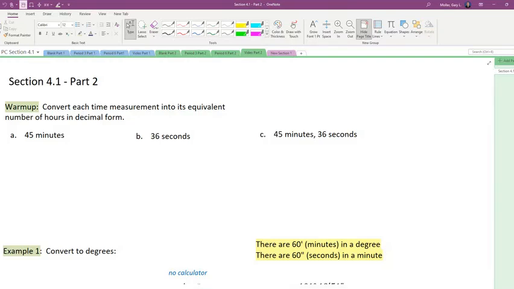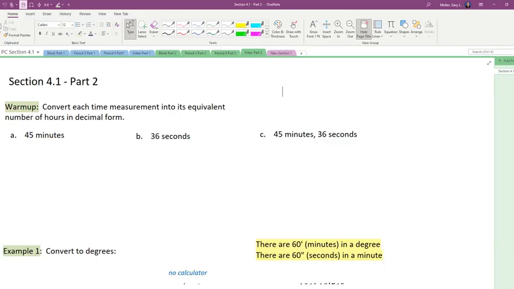All right, welcome to part 2 of section 4.1. We're going to hopefully make this pretty quick. So for warm up today, we're going to do a little bit of maybe kind of out of the blue something here. Convert each time measurement into its equivalent number of hours, but in decimal form.